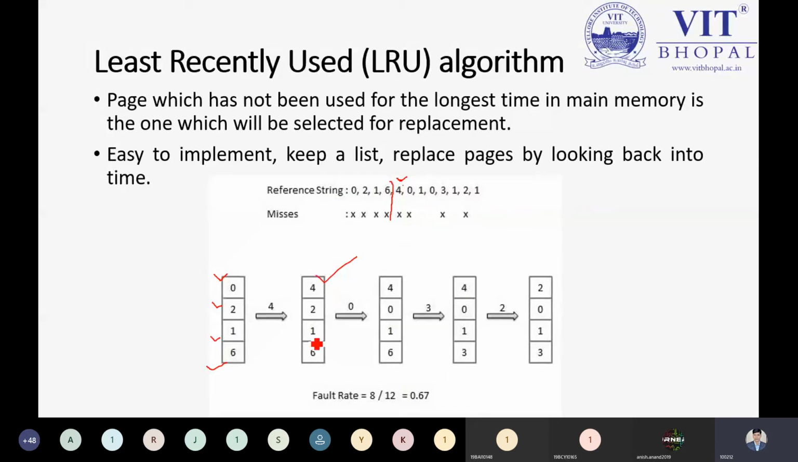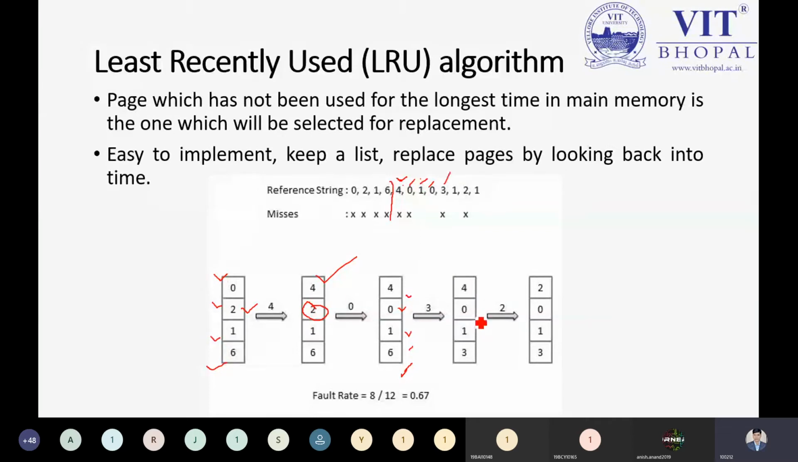When the 0 is coming over here, 0 is not present, so among the 4, 2, 1, 6, 2 has the maximum time, it is not being used for the longest time. So this will be replaced, and there is no problem over here. Now when the 1 is coming, 1 is already here, so there is no problem. 0 is already here, so there is no problem. Even this 0 is also already here, so 0, 1, 0, there is no problem.